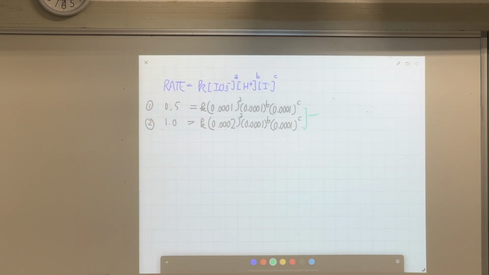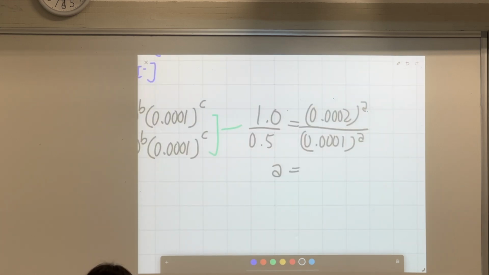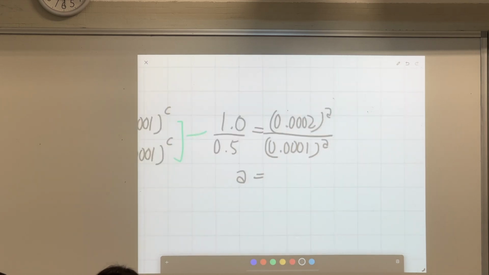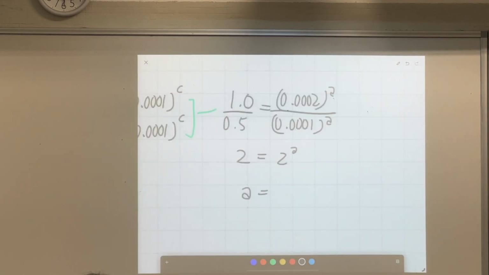Okay, let me just show you the answer. So it's 1.0 divided by 0.5 equals 0.002 to the power of a divided by 0.001 to the power of a. So what is a? This will be 2 to the power of a, because the other expression will now be common. So what must a be? a must be 1, right?